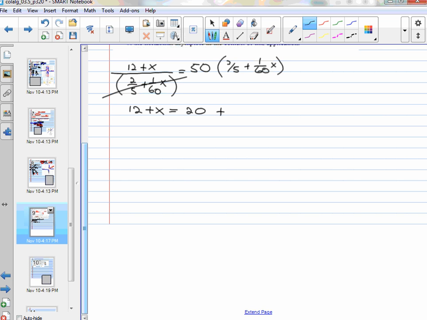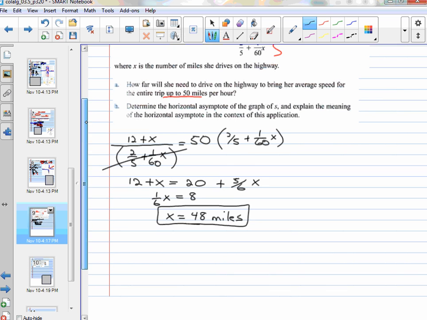Well, here those would reduce. I'd get 5/6, 5/6x. Solving for x, I'm going to subtract 5/6 from 1. That would be 1/6x. I'm going to subtract 12 from 20. 8. If I get rid of the 1/6, multiply by 6. If she does 48 miles on the highway, she will have brought her average speed up to 50.